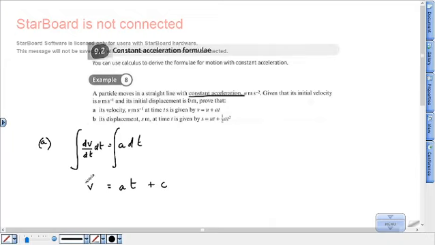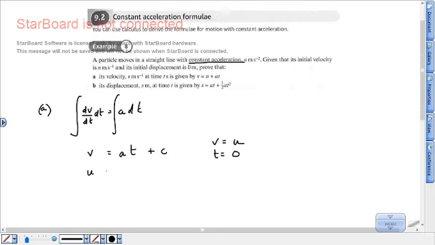Now we know some opening boundary conditions, that the velocity is equal to u when the time is equal to 0. So the initial velocity is when the time begins. So shoving that in there, you end up with u is equal to, that's disappeared, c. So therefore we end up with the well-known formula that v equals u plus at. Okay, and that's how you derive it using calculus, by starting with the opening gambit, which is dv by dt is equal to acceleration.